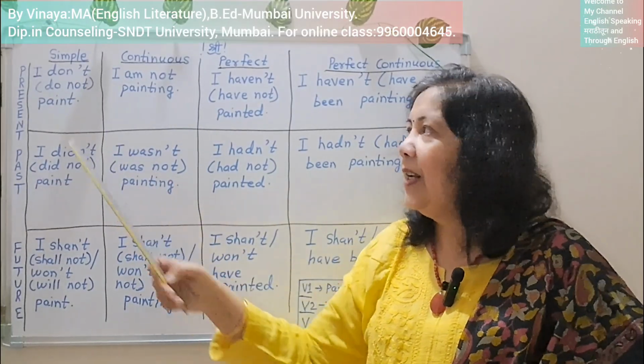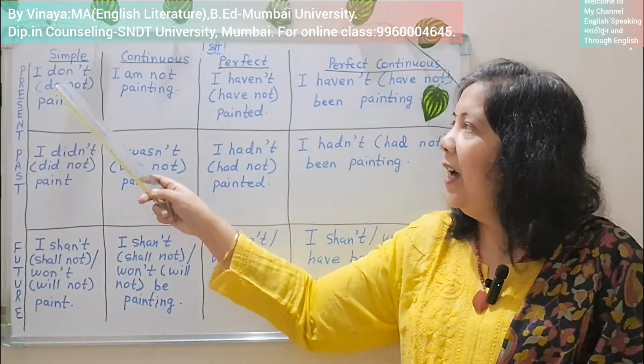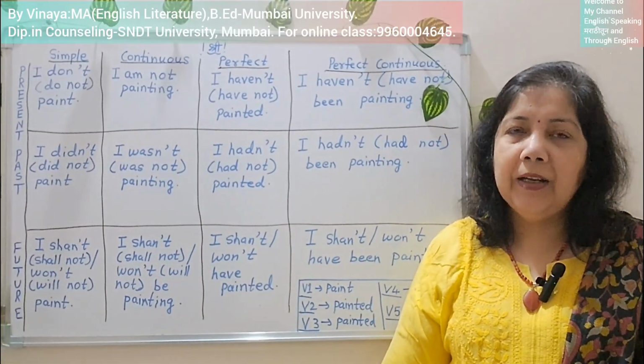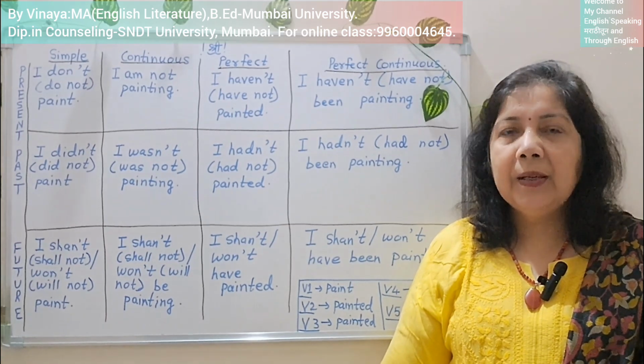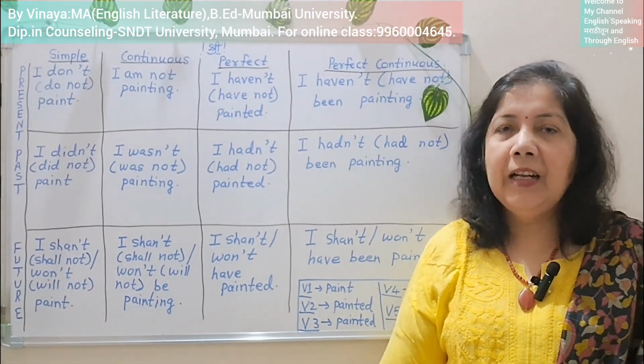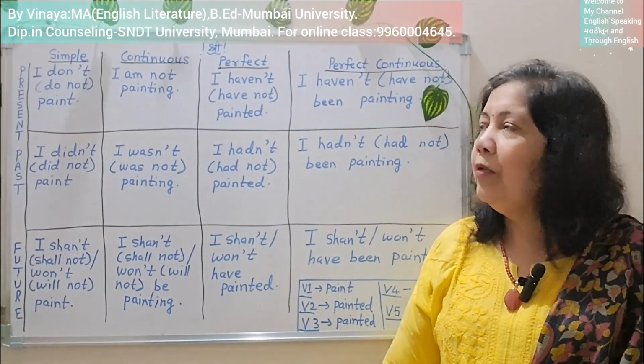First tense, simple present tense. The sentence: I don't or I do not paint. I don't paint, I do not paint. What is the formula? Subject plus don't or do not plus V1. That is the formula. And when do we use this tense?